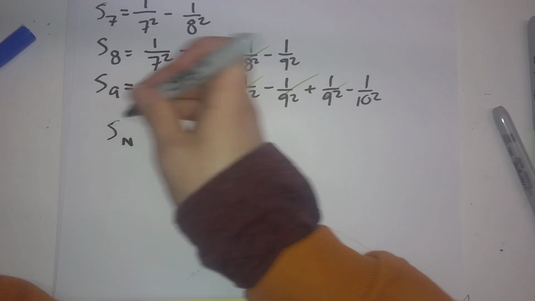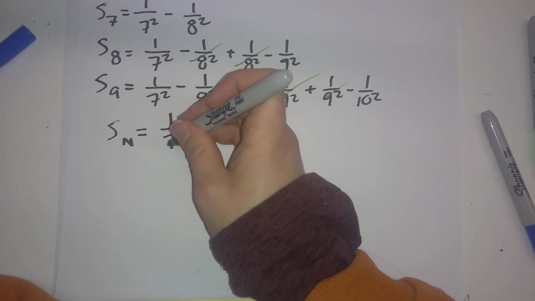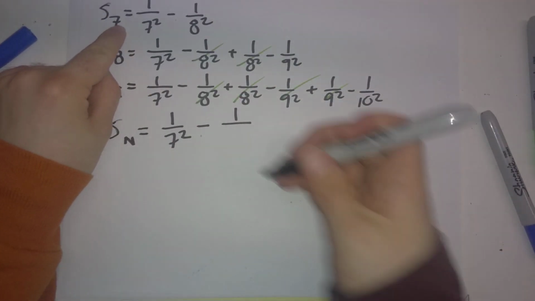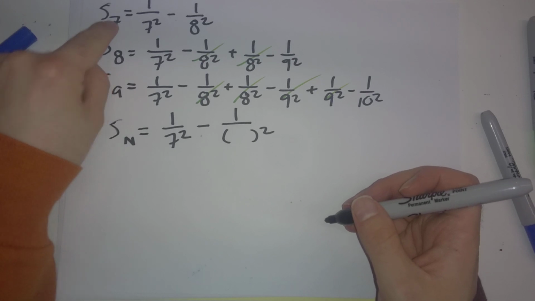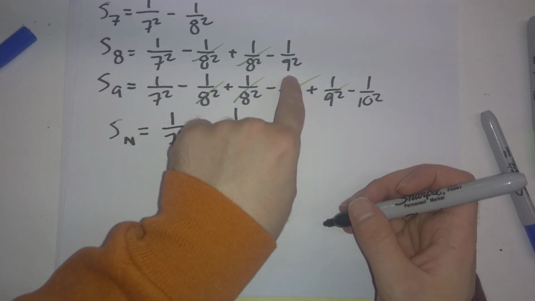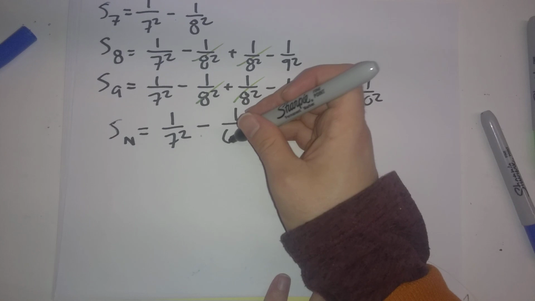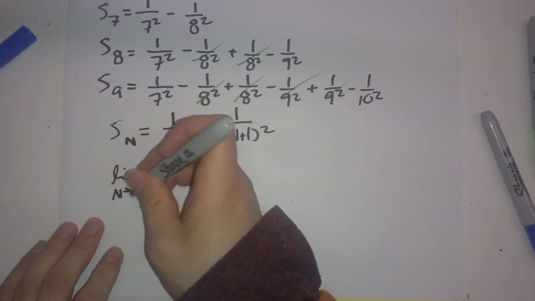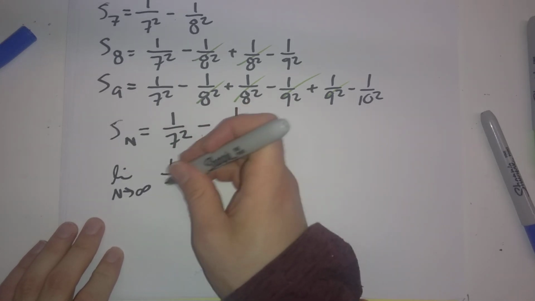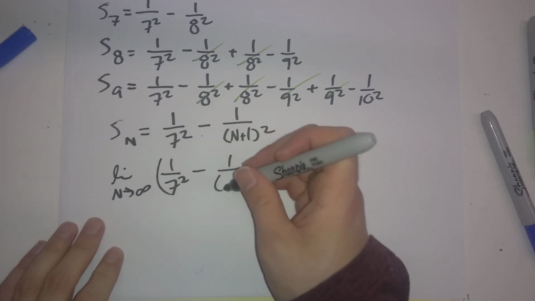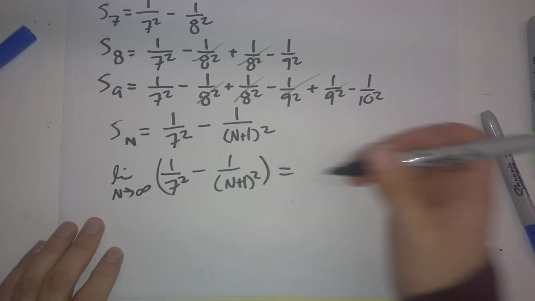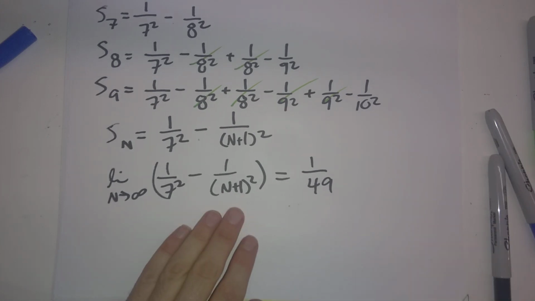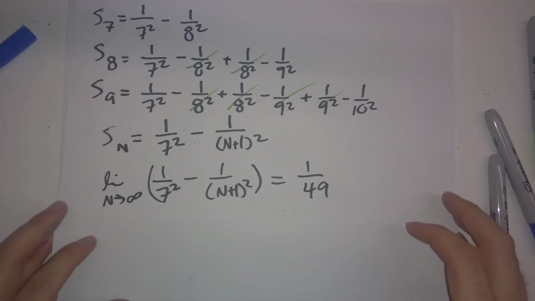So our general formula for S sub n is 1 over 7 squared minus 1 over something squared. When n is 7, there will be 8. When n is 8, there will be 9. When n is 9, this will be 10. So that will be n plus 1 squared. And then the limit as n goes to infinity of S sub n is sure enough going to be 1 over 49, because that is going to 0. So that's an alternative way to derive this.